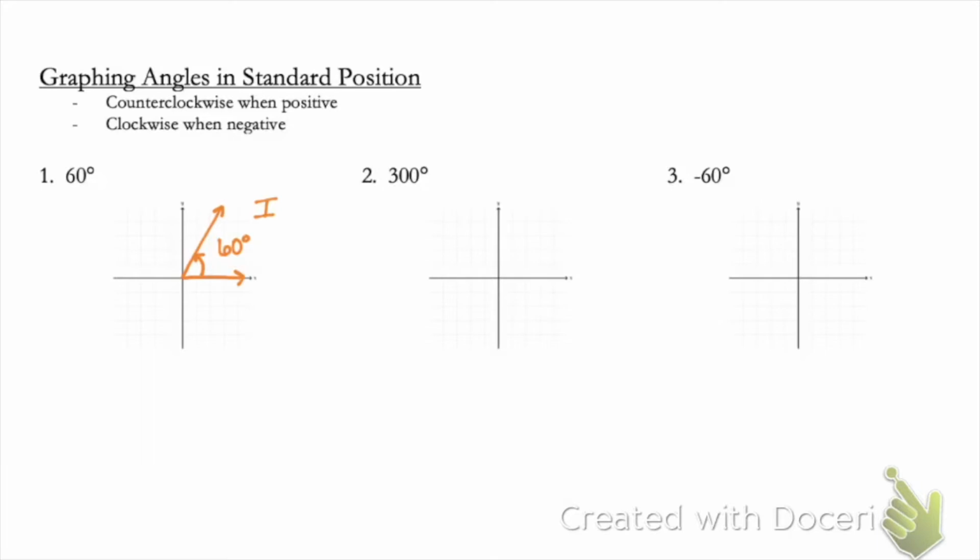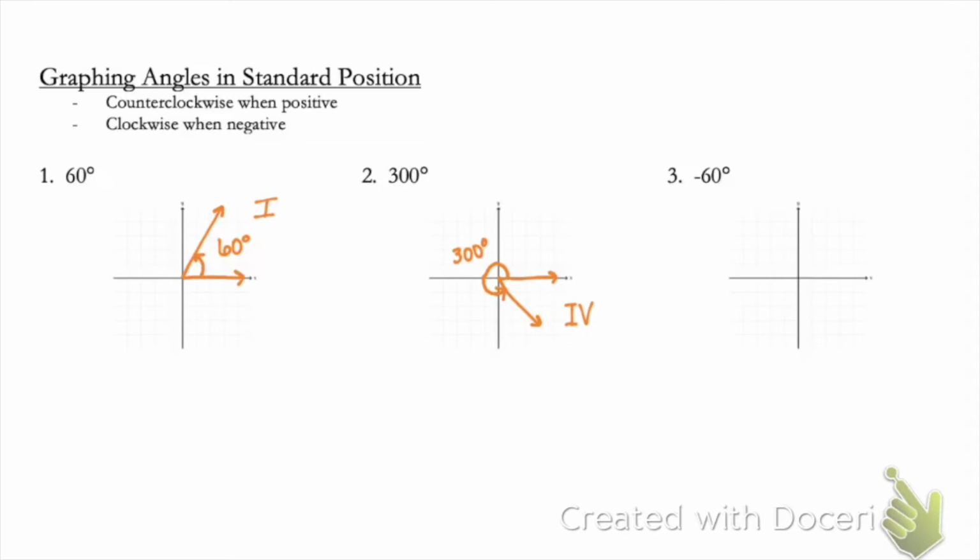On to problem 2, we have a 300-degree angle. So start by drawing your initial side on the positive x-axis, and now we've got to think about how many quadrants we need to go through until we get to 300. So if we go through this first quadrant, that would be 90. Keep going, that'd be 180. Keep going, we're up to 270 now. If we went all the way again, that would be 360. So we're probably going to stop somewhere right about there and draw our terminal side. Let's also make a note that this is in quadrant 4.